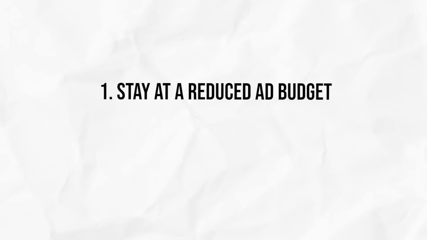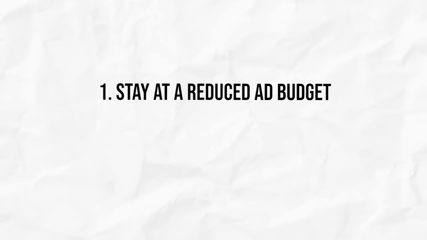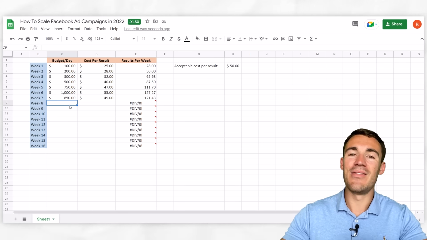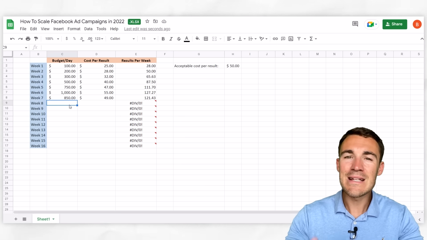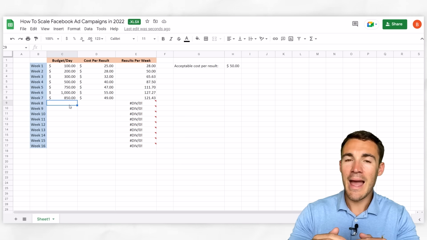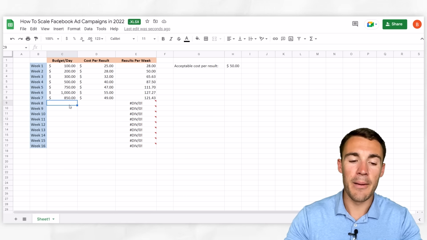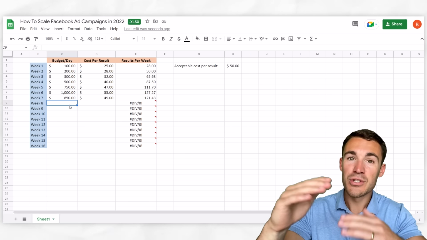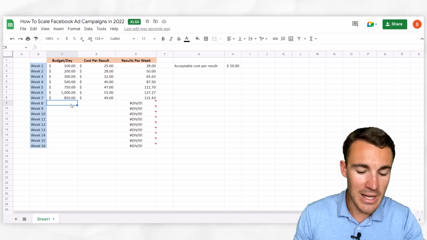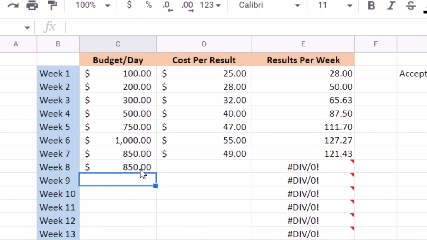Instead, you want to stay at this budget level for a while, reduce your cost per result with other things, and that will then allow you to scale. You need to build in some buffer room between what you're currently paying and what you're willing to pay before you go ahead and scale, so that you can scale into that buffer as opposed to going over your limit. So let's say we stick at $850. And in that week, we're introducing a whole load of new ad creative. Can we beat our previous best results?